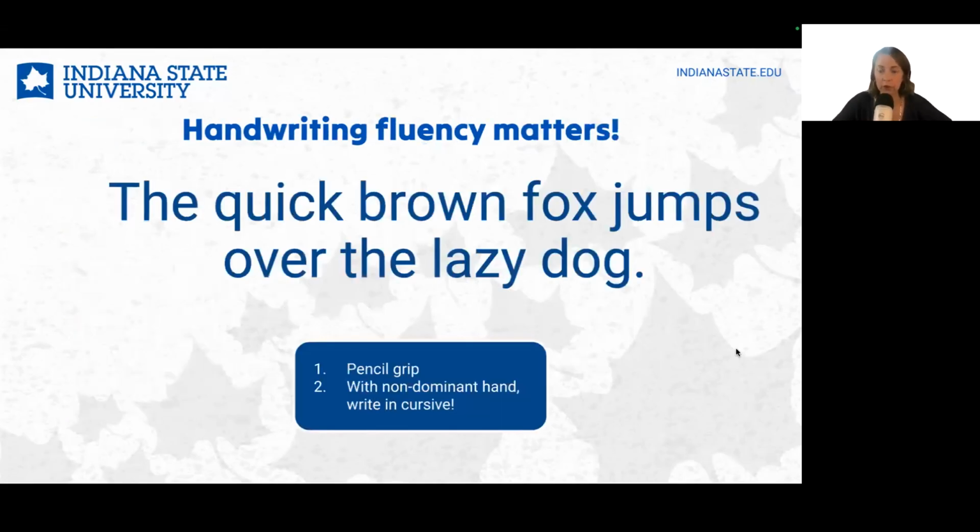I want to play a little game real quick. So I would like for everyone to pick up something to write with. And you're going to do this with your non-dominant hand, no cheating. And I'm going to show you the correct pencil grip trick. So if you haven't learned this before, something good and helpful just to know.